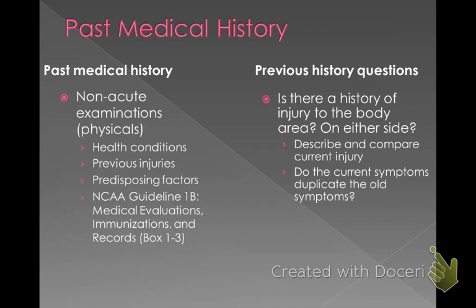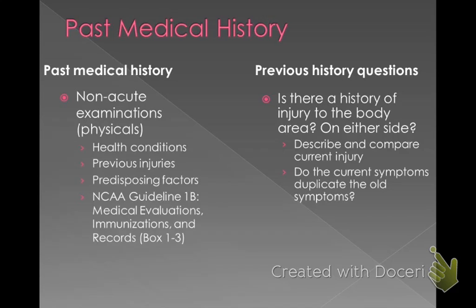And so one of the major questions that we ask athletes and or patients would be, is there a history of injury to any body area? Have you ever had an injury like this on the other side? Have you ever had an injury ever before in your life?